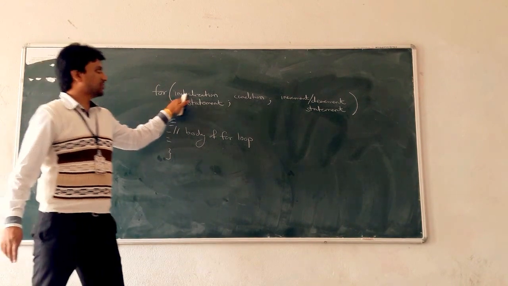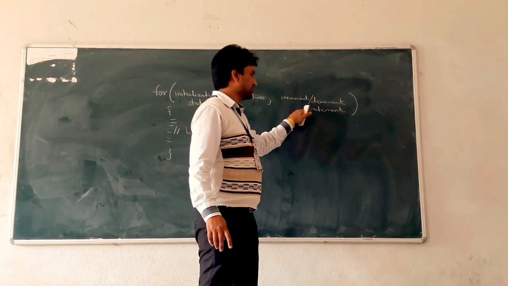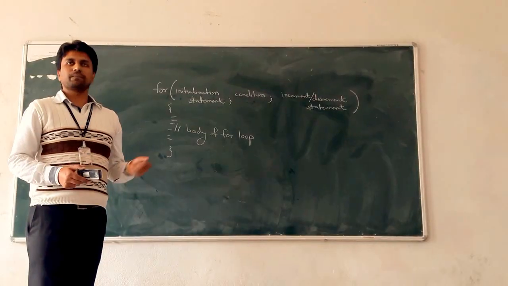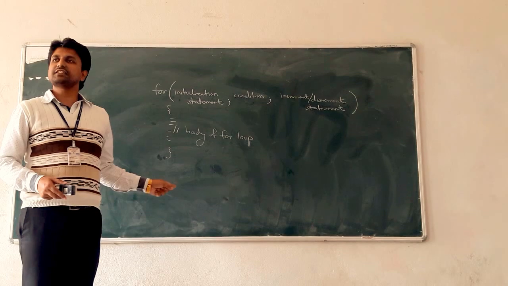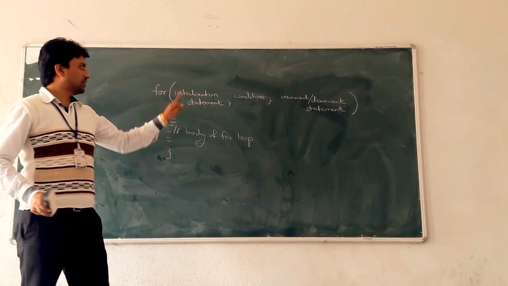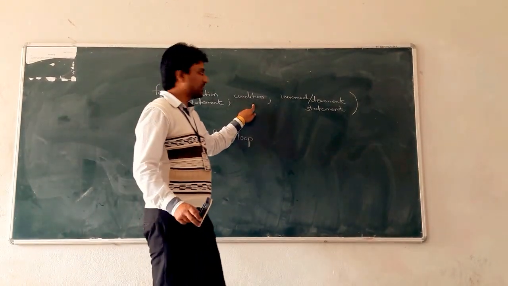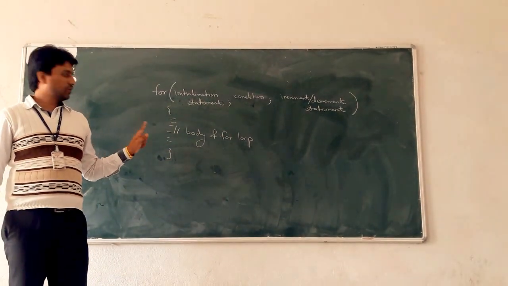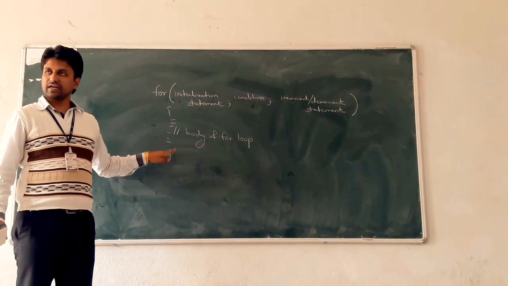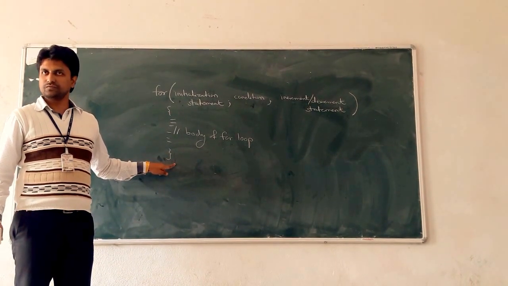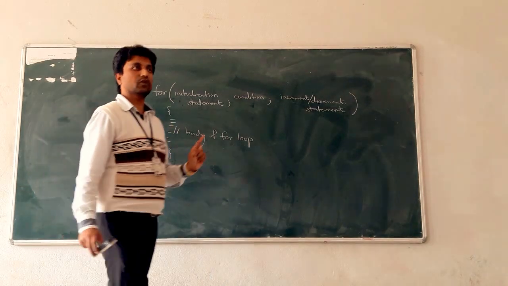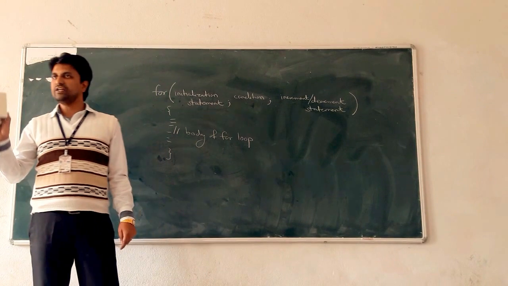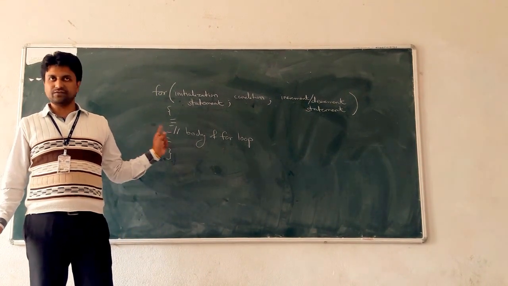First initialization statement, then condition, then increment decrement statement, and then body of the for loop. So this is the general syntax of the for loop. Don't write a semicolon at the end of the for loop. There are three different types of loop in C language: while, do while, and for loop.